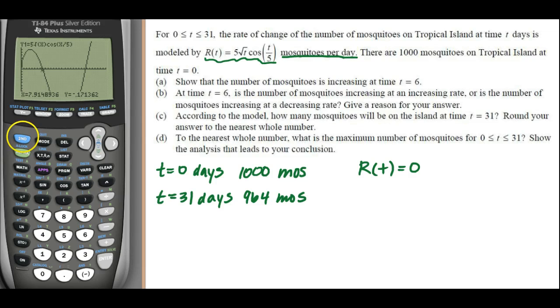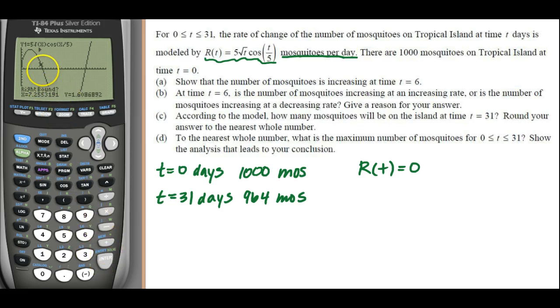So I have to go to second trace for calculate, 2 for zero, and now it's asking me for the left bound. So I want to be to the left side of this x-intercept right here. So I want to move to the left. So now I'm clearly to the left of this x-intercept. I don't want to think about it as above or below the x-axis. I want to think about it to the left or to the right. So left bound, yes, so I hit enter.